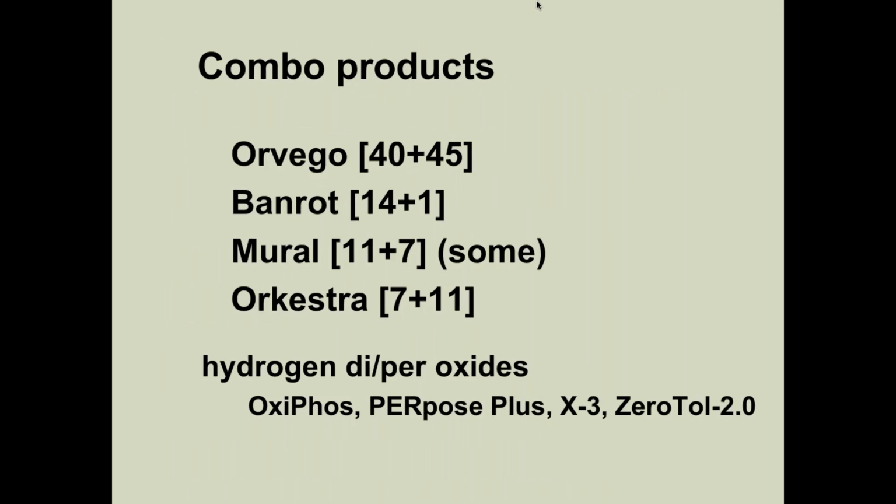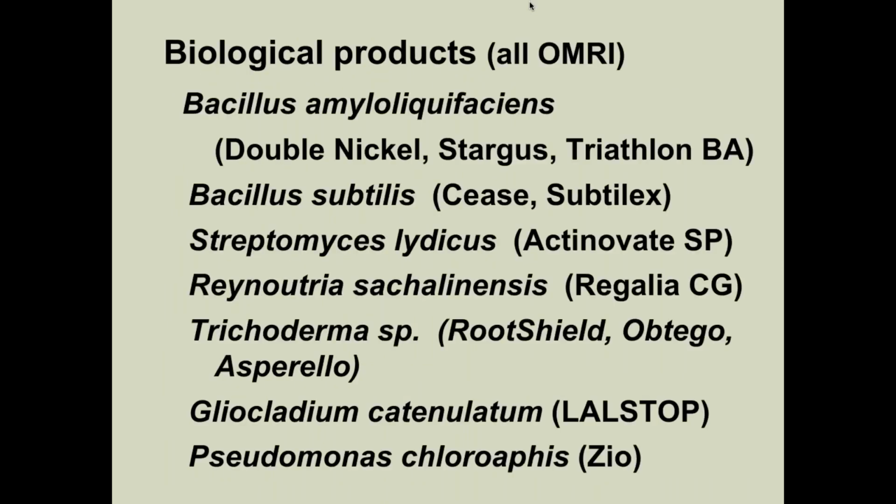Combo products, a number of different ones. The hydrogen dioxide and peroxides as well are effective against these as a drench. There are some pretty good biological products for controlling Pythium root rot, and a number of these, the Lalstop, particularly the Bacillus amyloliquefaciens products like Double Nickel and Triathlon are pretty effective. But again, these are much better as a preventative, not as curative. So your biologicals are really used as preventative, not as curatives.